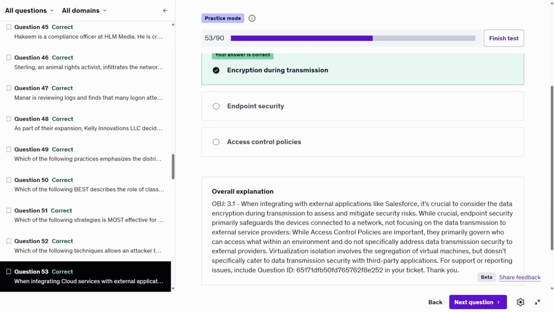While crucial, endpoint security primarily safeguards the devices connected to a network, not focusing on the data transmission to external service providers. While access control policies are important, they primarily govern who can access what within an environment and do not specifically address data transmission security to external providers. Virtualization isolation involves the segregation of virtual machines, but doesn't specifically cater to data transmission security with third-party applications.